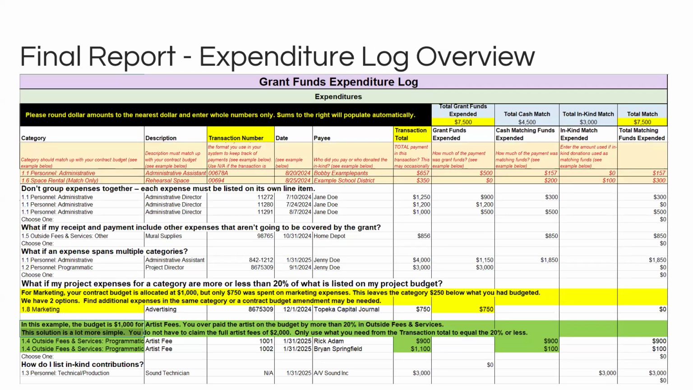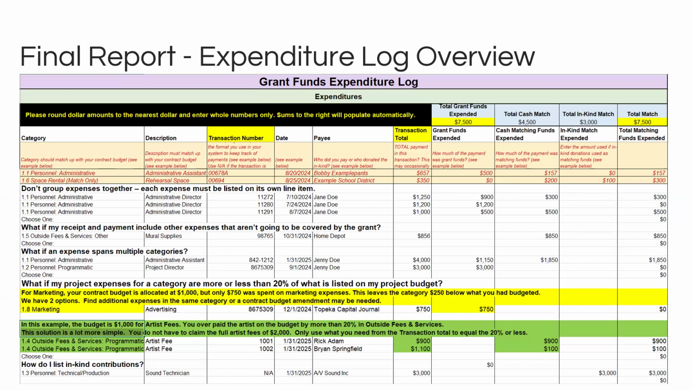Okay, so here's a full expenditure log. A few things to keep in mind about the expenditure log. Please don't include your organization's entire project expenses or your operating budget in this expenditure log. This should only list the expenses you paid for with Kansas Arts Commission grant money, and also the expenses you paid for, whether that's cash or in kind, to demonstrate that one-to-one match.